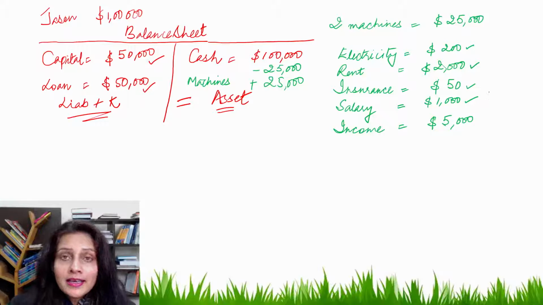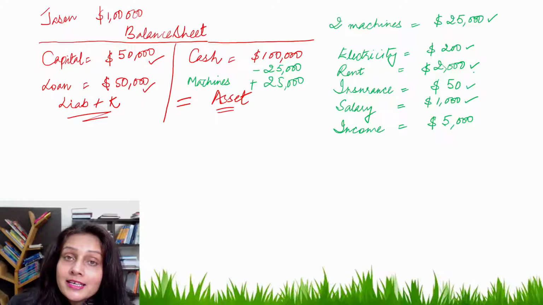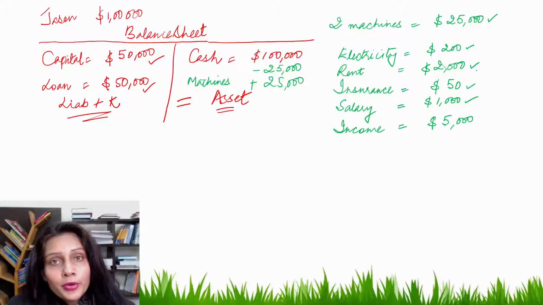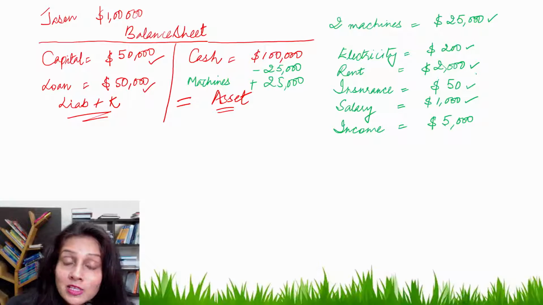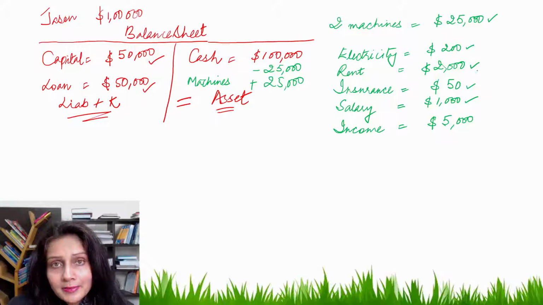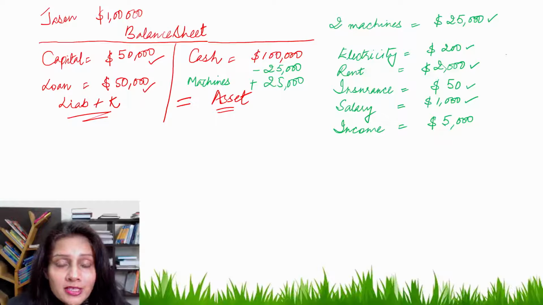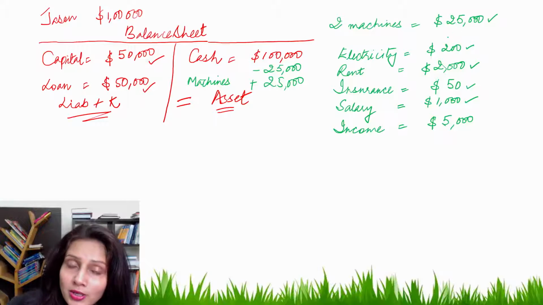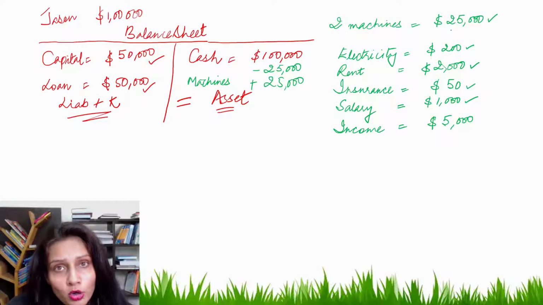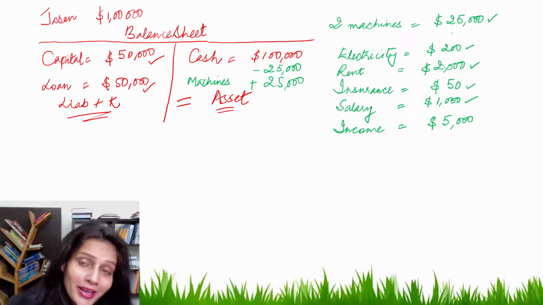So we can see that cash has been expended or cash has been spent in various things, including buying the machines, electricity bill payment, rental bill payment, insurance payment, and he has been able to collect some cash through his sales. And that is what we have called income in this case. So the question is, should all of these items go on the balance sheet just the way I have put the two machines? To answer this question, you have to ask yourself, does the company own any of these? Or does the company owe any of these?